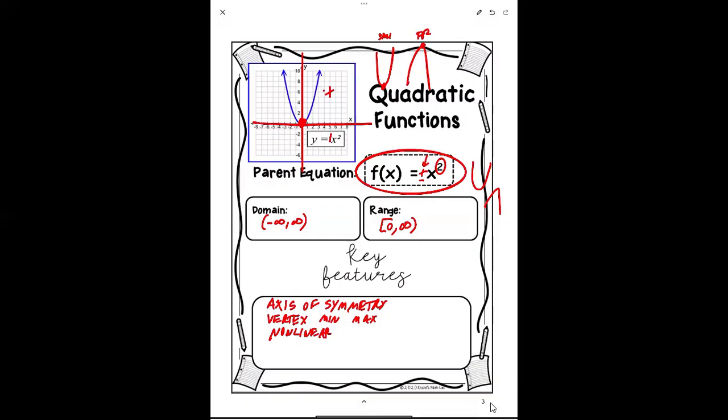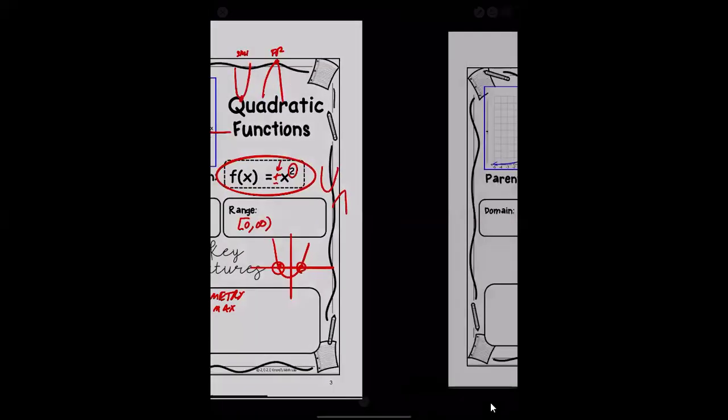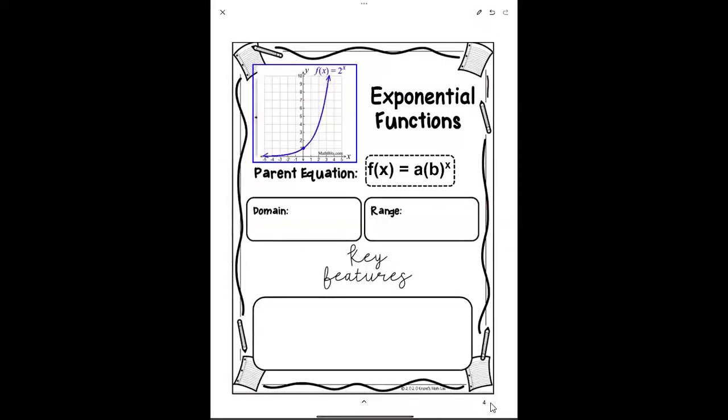And the other key feature is if you look at a graph, it usually has 2 zeros. And all that means is there's 2 places where it crosses the x-axis. Okay, so 2 zeros. All right, let's keep it moving. Next one is exponential functions. Now, I'm going to use this one as our parent function, y equals 2 to the x power.